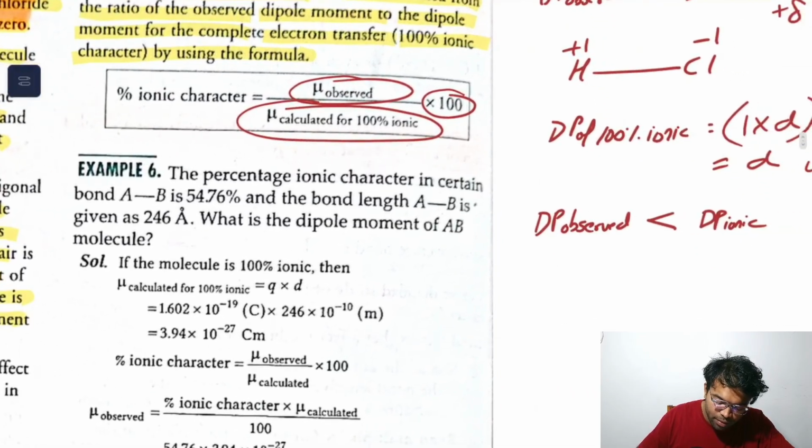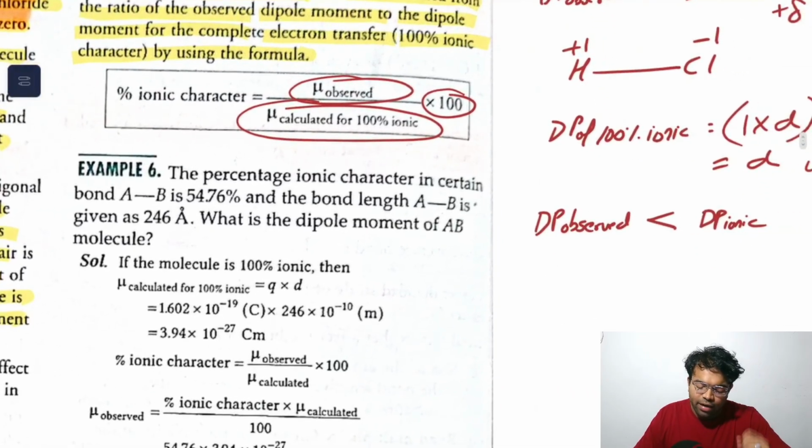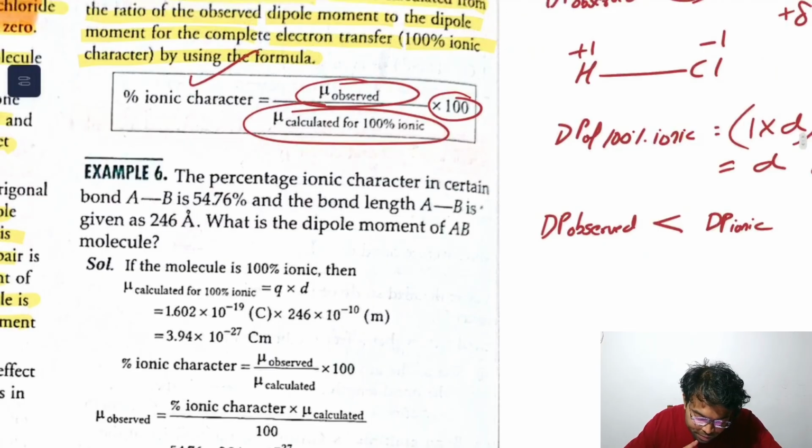Okay, let's move on. Now, the percentage of ionic character in a certain bond AB is 54.76%, and the bond length AB is given as 246 angstrom. What is the dipole moment of the AB molecule? Okay, dipole moment. So they have given us this value and the bond length. What is the dipole moment?